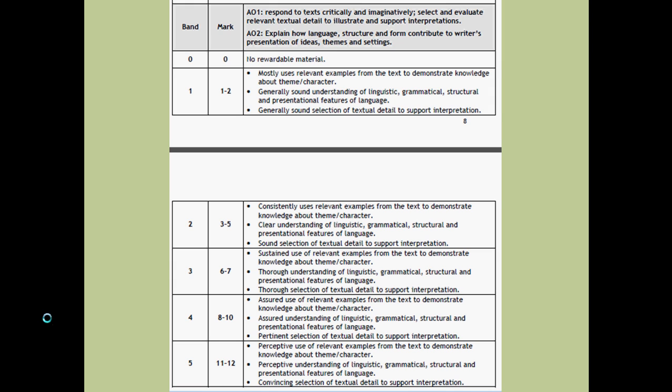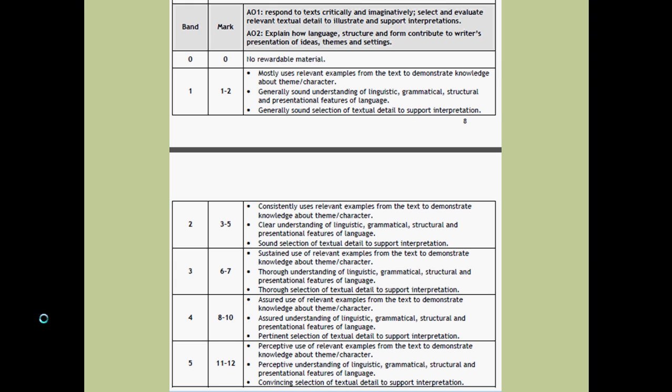So, question D focuses on both AO1 and AO2, hence the reason why it's worth 12 marks. Question C only looks at AO1, so basically you have to do exactly the same as you would do for question C, but with a little bit more analysis of language, structure and form. So, looking at band 5, which is 11 to 12 marks, it's the same idea. It's the idea of being perceptive.